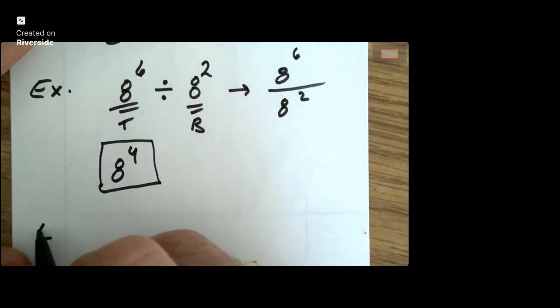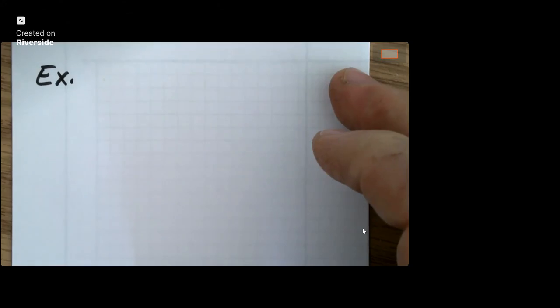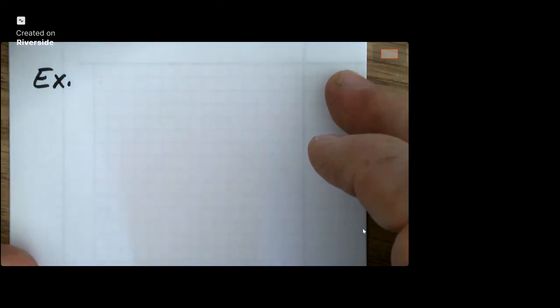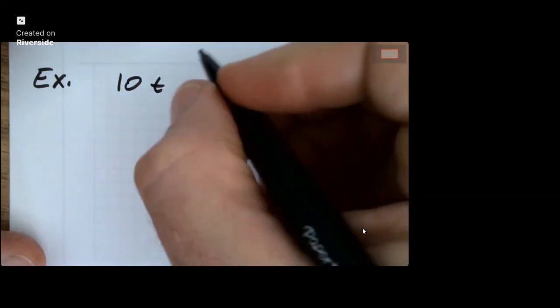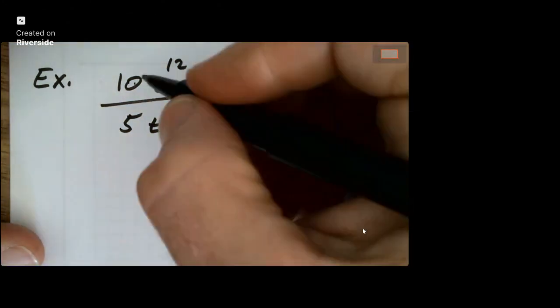Let's add a little bit more to this. What if we throw some coefficients in here? So what if we had maybe something like 10t to the 12th power divided by maybe something like 5t to the, let's say, 9th power. Well, in this case, hopefully everybody understands that anytime you have a number sitting right next to a variable with nothing shown in between, in math, it's automatically assumed that that's a times sign. So I'm going to go ahead and show a dot there.